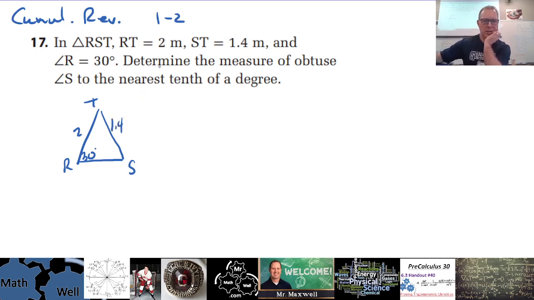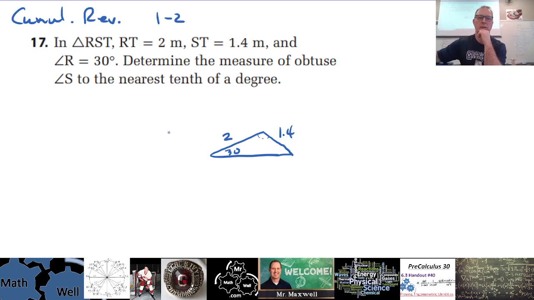Okay, so determine the measure of the obtuse angle S to the nearest tenth of a degree. So yeah, that way I'd have to redraw my triangle then. Let's draw this a little bit carefully. So 30 degrees would be a little bit lower. And if this is 2, and this other side is 1.4, then it's going to be about like that. So this angle is going to be greater than 90 then. Okay, good. And then RST then. Okay, so that's a better drawing.